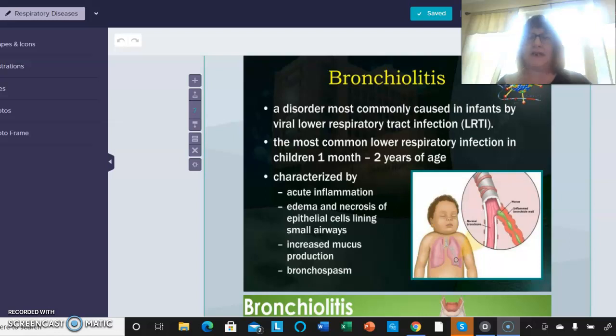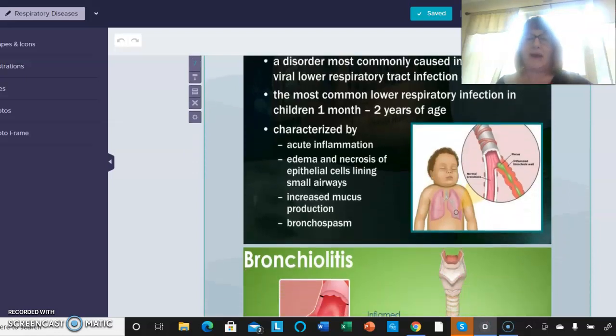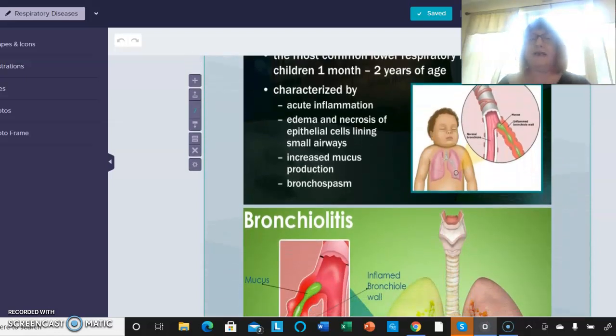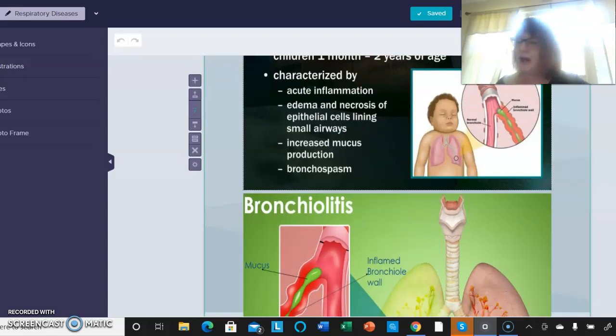The next topic we're going to talk about is bronchiolitis. Bronchiolitis is a disorder most commonly caused in infants by viral lower respiratory tract infection. It's the most common lower respiratory infection in children anywhere from 1 month to 2 years of age. It is characterized by acute inflammation, edema and necrosis of epithelial cells lining the small airways, increased mucus production, and bronchospasm.